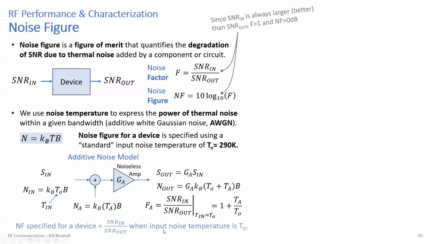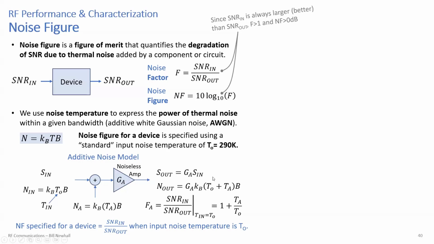So just to finish this up, noise figure for a device is equal to SNR in over SNR out when the input noise temperature is T naught, that 290 Kelvin value. So those are some details on how to model a device. This is how an amplifier would be modeled, or actually any device that has an input and an output, a gain and an additive noise.